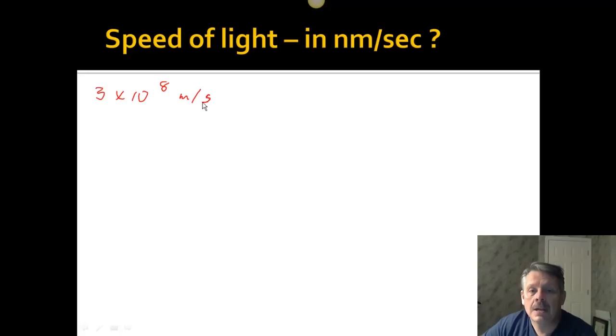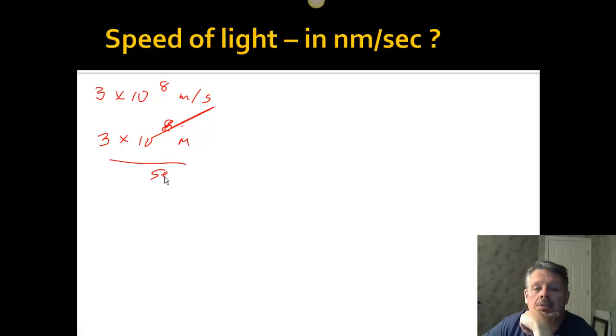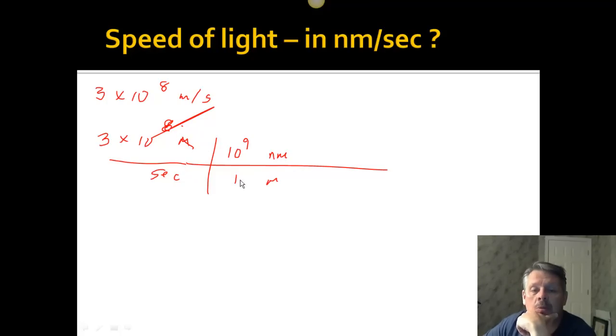Meters per second. So maybe if I came up with the speed of light in nanometers per second, that might help. Well, 3 times 10 to the 8th meters per second. If I do my dimensional analysis, seconds is right, but I don't want meters, I want nanometers. And I know that there are a billion, or 10 to the 9th, nanometers in 1 meter. My seconds are going to remain, so I've canceled my meters. So now I have nanometers per second.